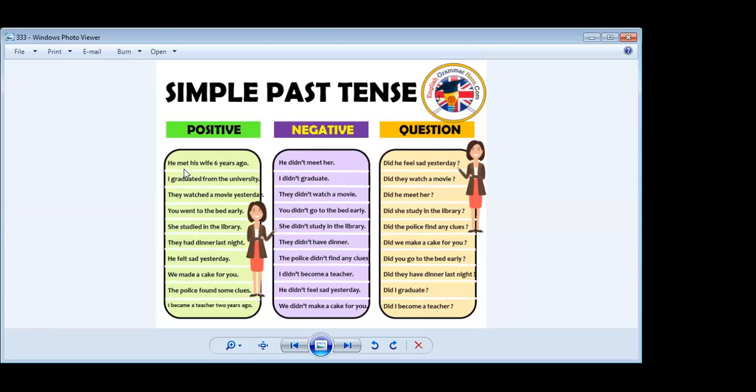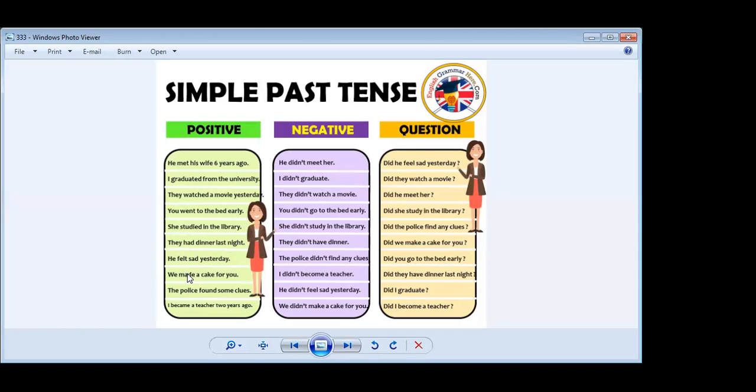So past, we use verb two. I graduated from the university. So also here we use simple past, verb two. They watched a movie yesterday. Also here simple past. That's why we use verb two. You went to bed early. Verb two. He studied in the library. Verb two. They had dinner last night. Also verb two.